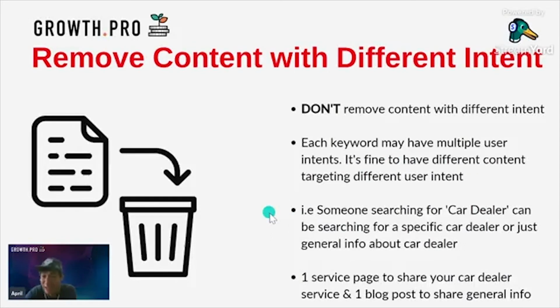So one example here, if someone is searching for car dealer, for example, they may be searching for a specific car dealer, or they may be just searching for general information about car dealer. So these are two different intents that we are seeing here. For people looking for a specific car dealer, you may optimize this keyword on your service page. And for people generally looking for information about car dealer, you may write a blog content to share this information. So these two content will not be seen as keyword cannibalization on your website.